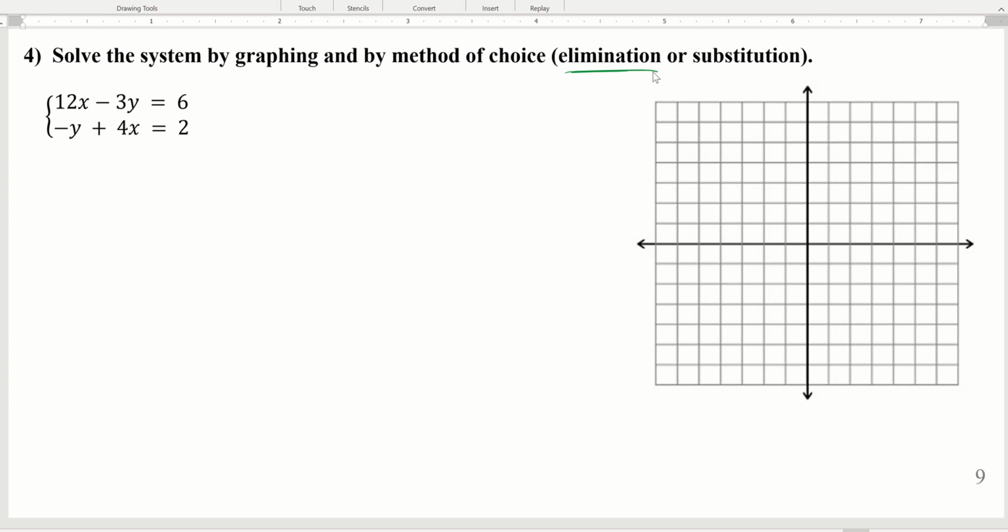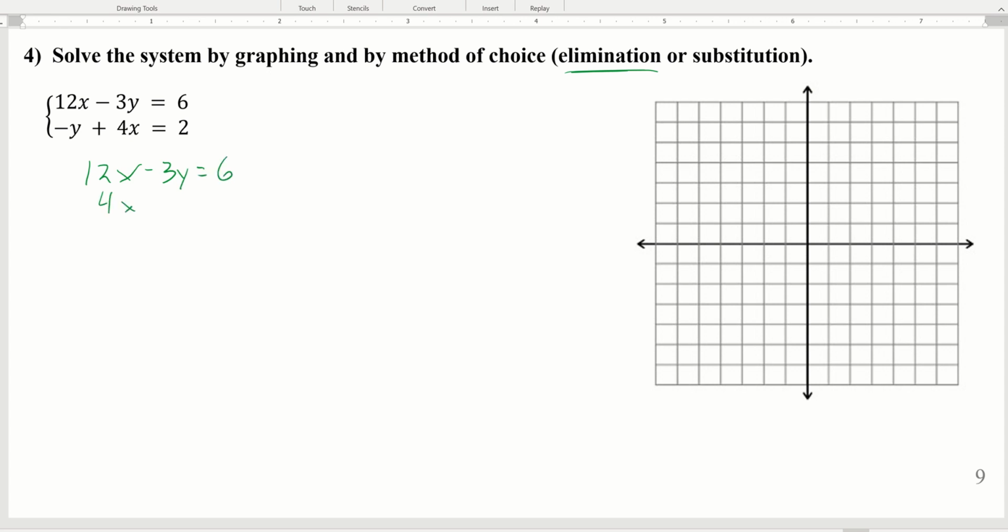So what you could do is look and see, are these easily going to cancel out? No. Another thing I notice is this is in a weird order. The top equation goes x, y equals a number, and the bottom goes y, x equals a number. So the first thing I want to do is make them look the same. I'm going to move that second equation and switch the position.